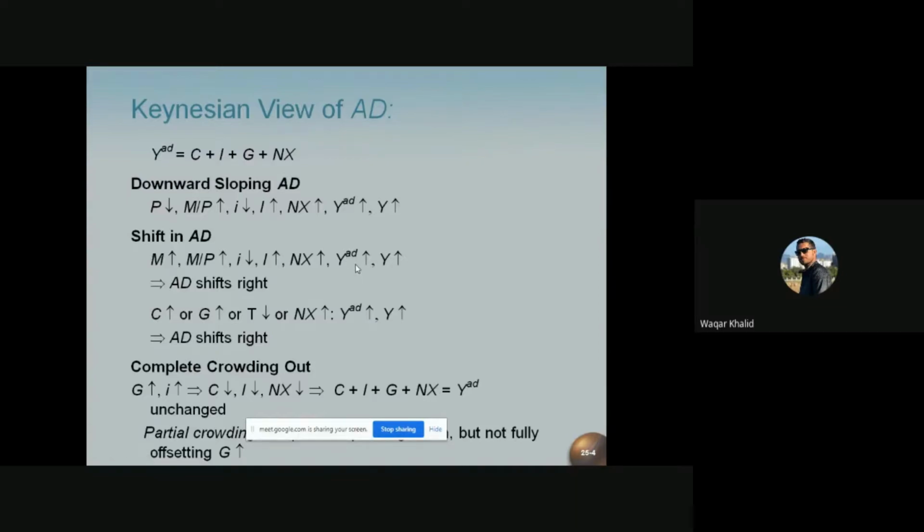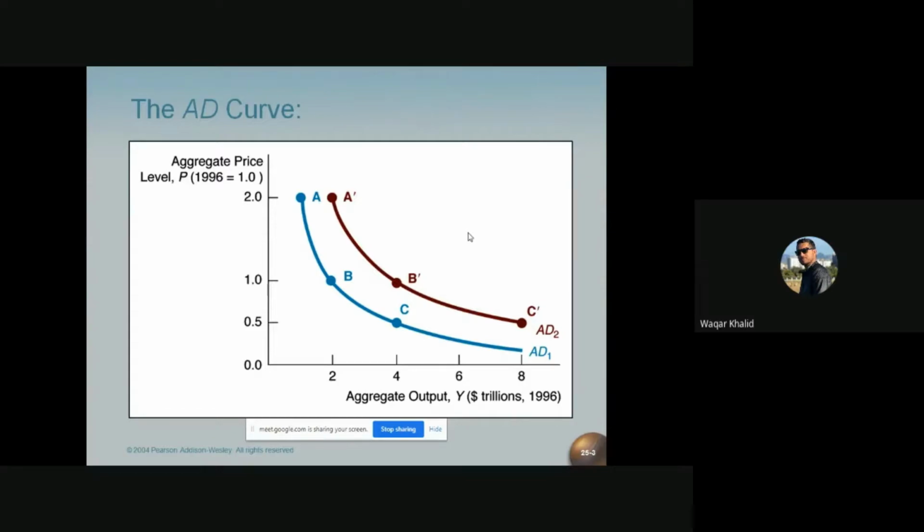So if aggregate demand increases, it means the aggregate demand curve shifts from the original position to the right side. AD2 is now to the right-hand side of AD1. I mean to say that AD1 will shift to the right, keeping the price level constant. When initially we were at point B, and if we increase the supply of money further, we will move from point B to point B dash, and similarly from C to point C dash.